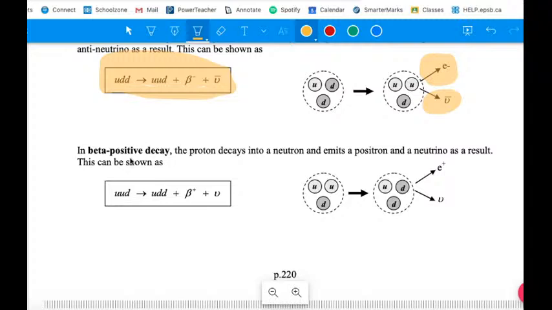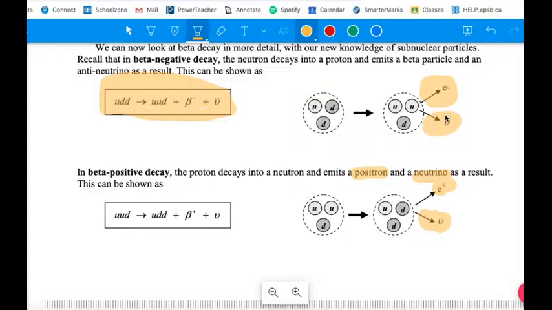And beta positive would just be the opposite, where we have a positive beta particle, which would be our positron instead of an electron. And instead of an antineutrino, we have a neutrino. We don't need to know why this one has a neutrino and this one has an antineutrino, but it does. And that's it. We're going from proton to neutron, giving off a positron.